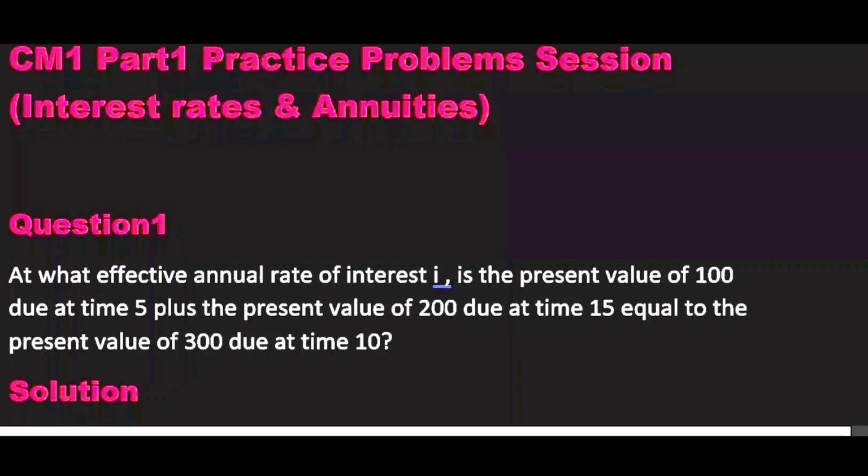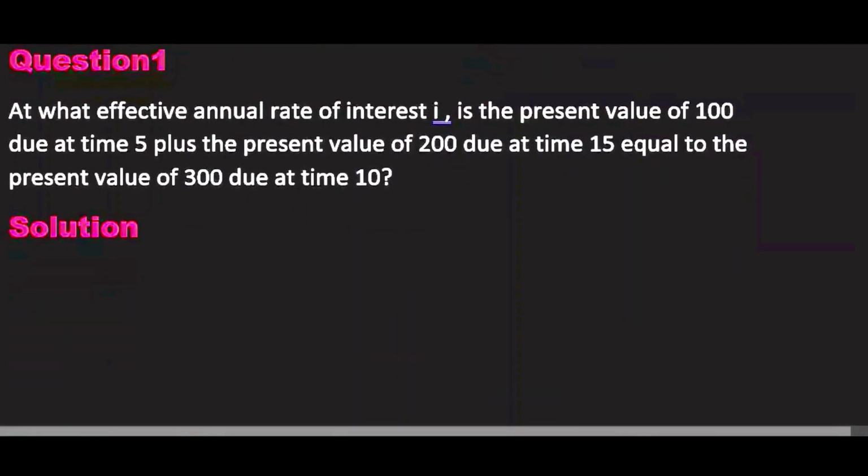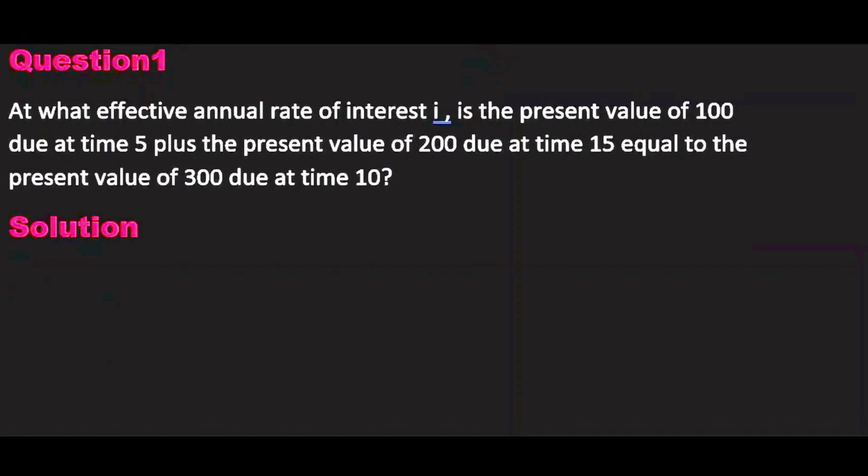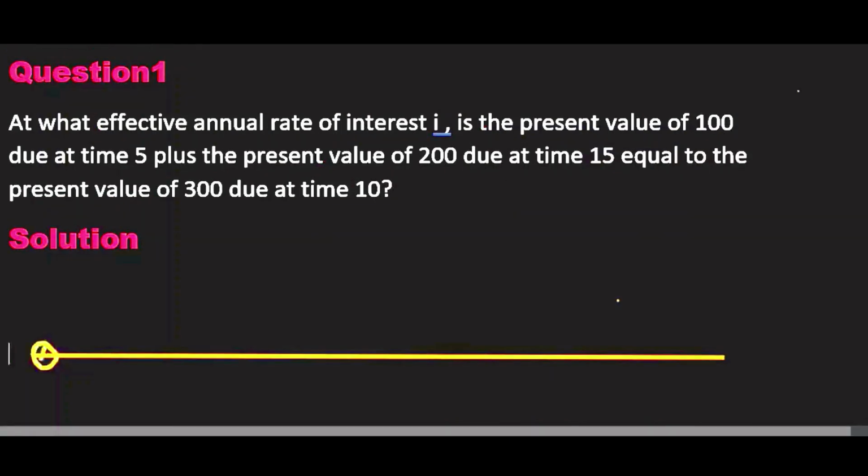Welcome all. This is the first question. It says, at what effective annual rate of interest i is the present value of 100 due at time 5 plus the present value of 200 due at time 15 equal to the present value of 300 due at time 10? This is a simple question.